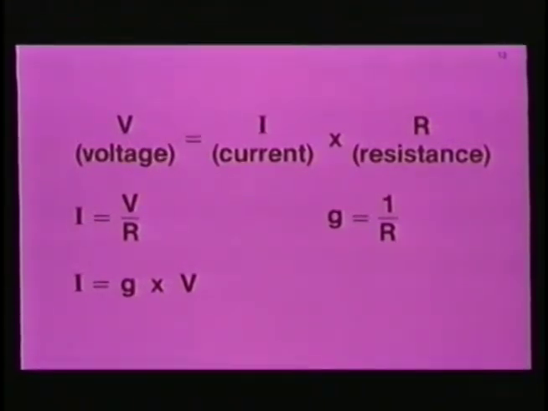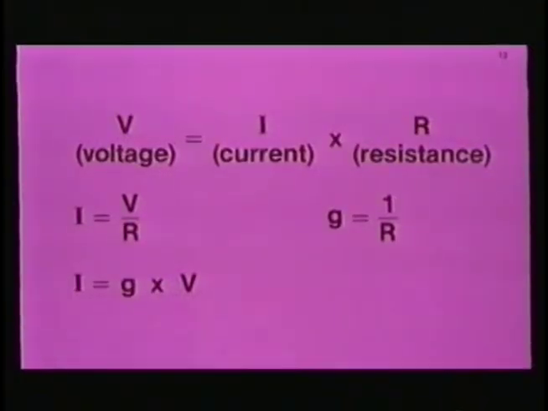The relationships between an ionic current and its determinants can be understood in terms of Ohm's law, which states that the potential difference measured as voltage, V, is equal to the product of current, I, and resistance, R. The factors in this equation can be rearranged to show that current is equal to voltage divided by resistance.